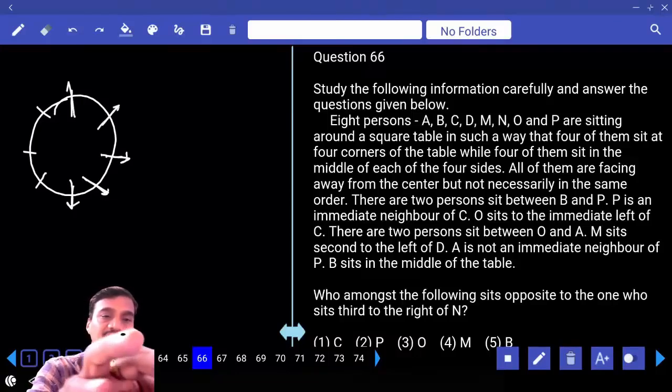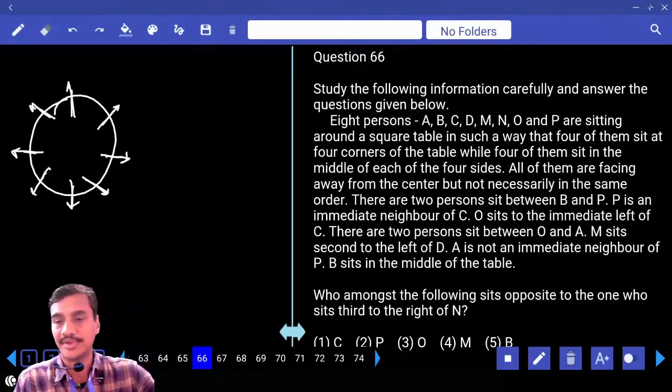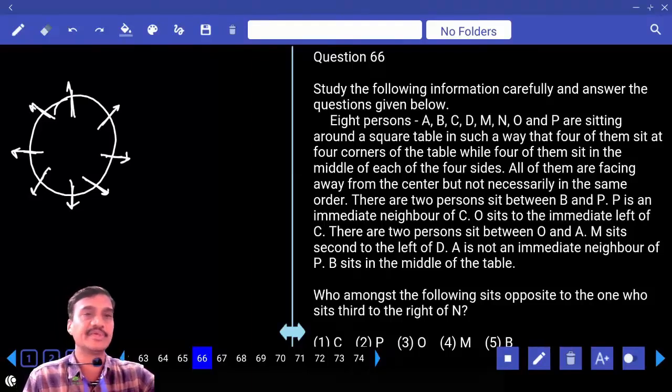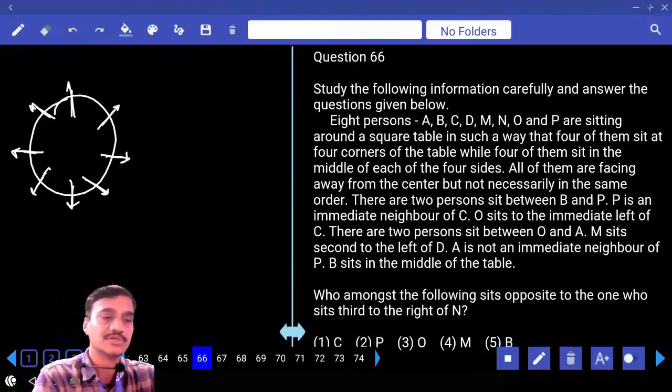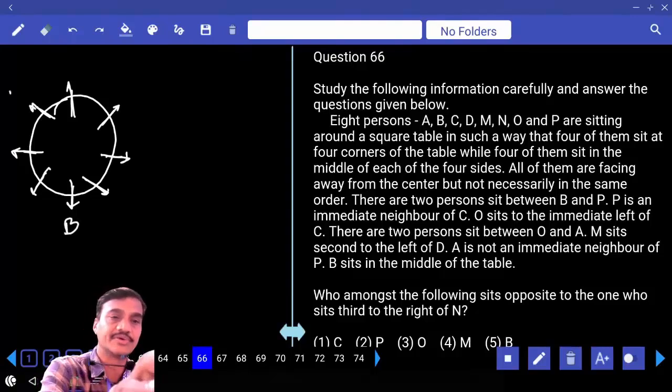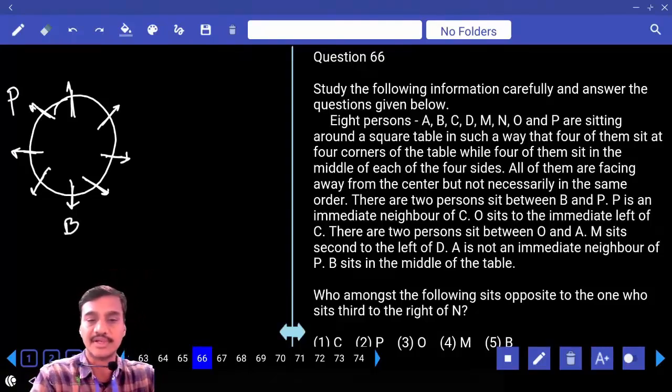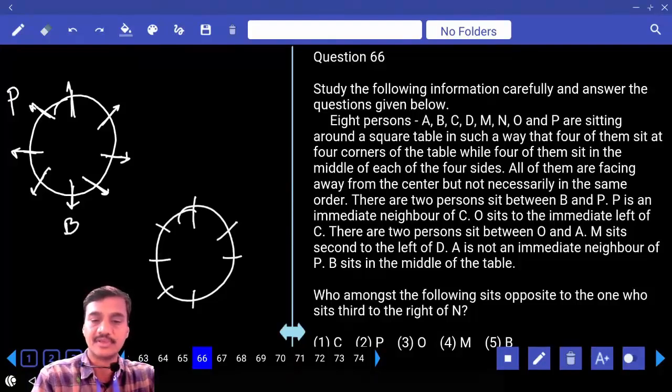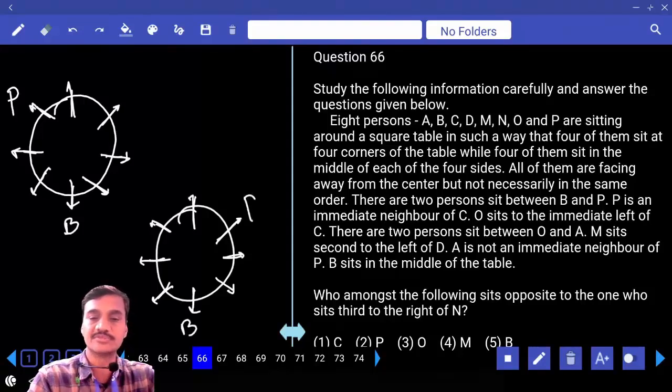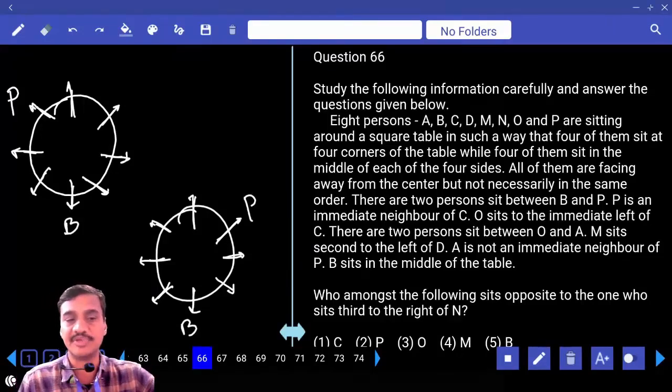Then tell me what is the information we have. There are 2 persons between B and P. How many persons are there between B and P? 2 persons. If B is here, P can be here, first possibility. And in the second possibility, with 2 persons between B and P, and these persons facing away from the center, B is here, P will be at this place. P is either to the right hand side of B or to the left hand side of B.